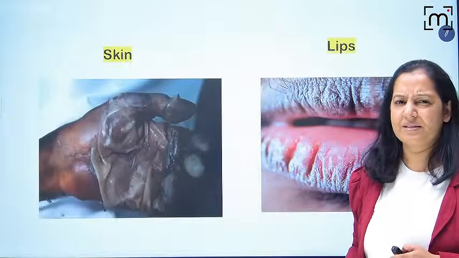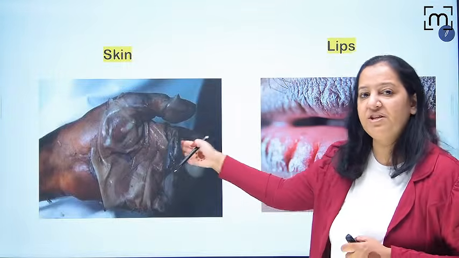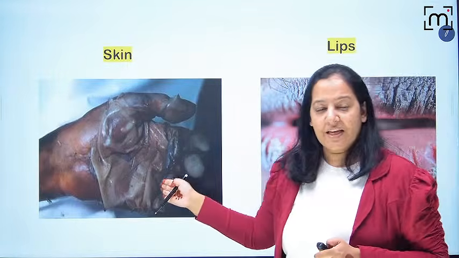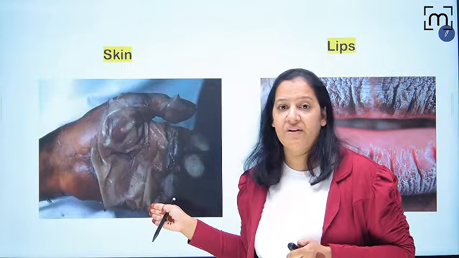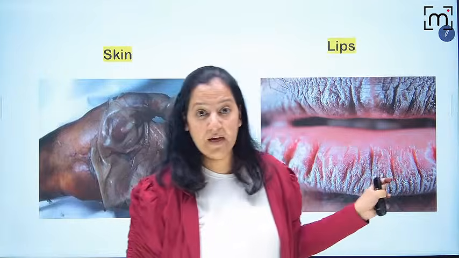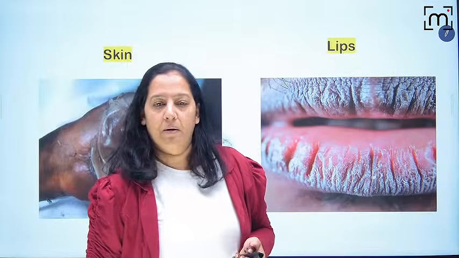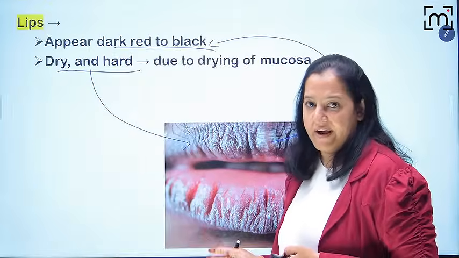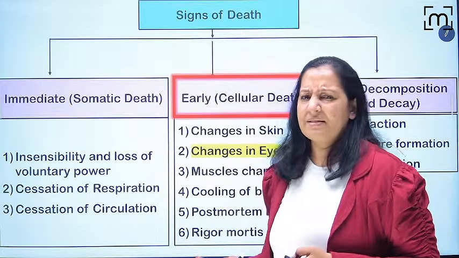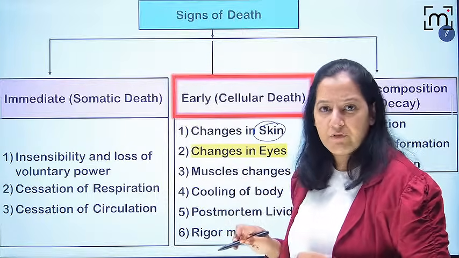Okay, so these are the changes. Not really very important. See the skin changes. See the lips changes. So skin becomes pale and loses elasticity, ash white. Lips become red, dark red to black in color. They are dry, they are hard because of drying of the mucosa. So these are the changes in skin which are not really very important from the exam point of view.